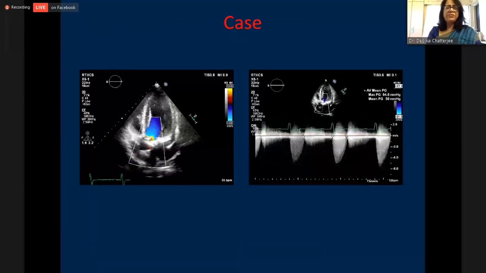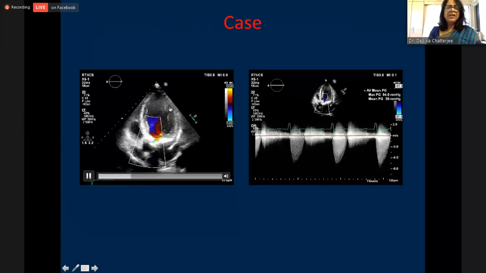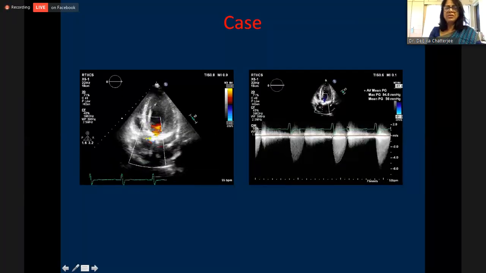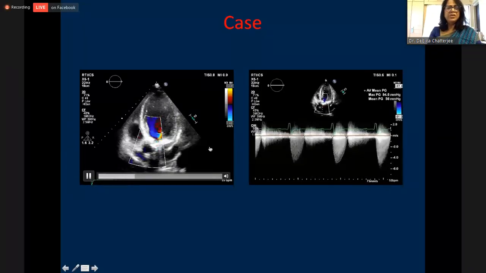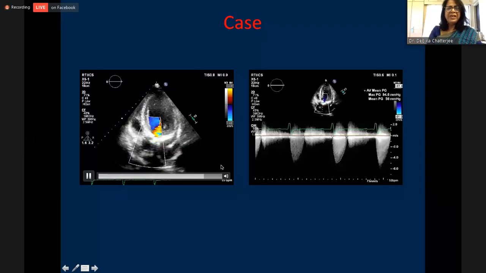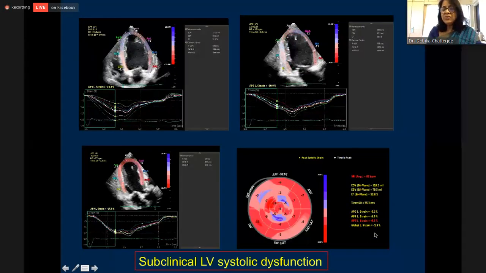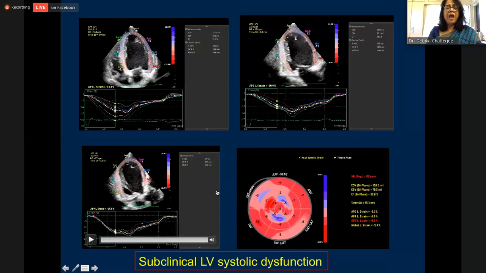Here is another case of severe aortic stenosis. As you see, the LV is contracting very nicely, and we got an ejection fraction of 60%. There is a mean gradient of 56 millimeters of mercury, so it's a severe aortic stenosis. But as we do the GLS, we see that GLS is only minus 5.9%. So this patient has subclinical LV systolic dysfunction, though we got a normal ejection fraction. So the patient should have aortic valve replacement as soon as possible.